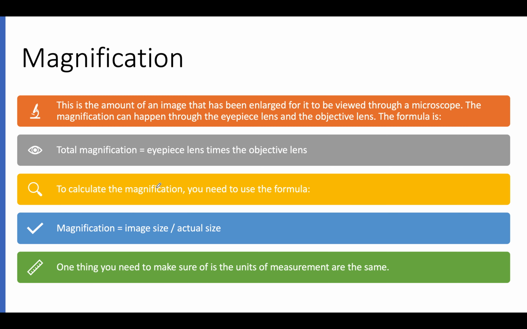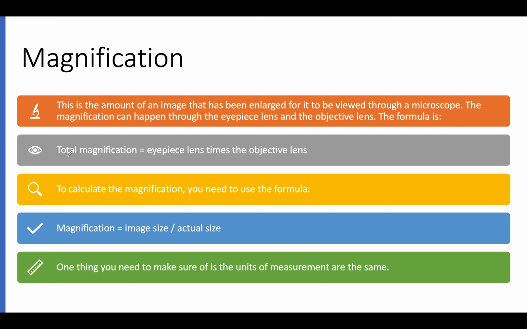So magnification. This is the amount an image has been enlarged for it to be viewed through a microscope. The magnification can happen through the eyepiece lens and the objective lens. This is an important definition and it often comes up in exams, so it's important that you learn it. Magnification has a formula, and the formula is over here. This formula you're more likely to be given in exams, but it's better if you know it.